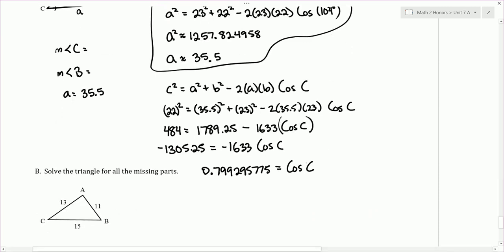I want to get C by itself, so you got to use the inverse cosine function. So C is equal to the inverse cosine of this number. Using the calculator, I get C is roughly 36.9 degrees.